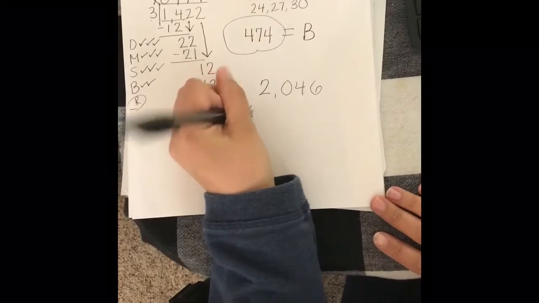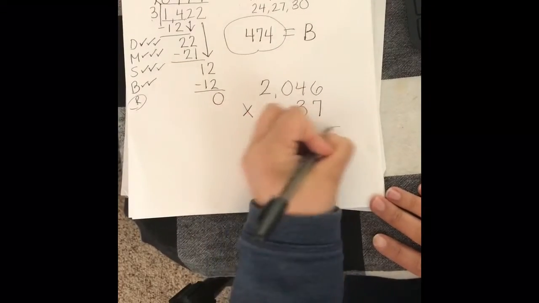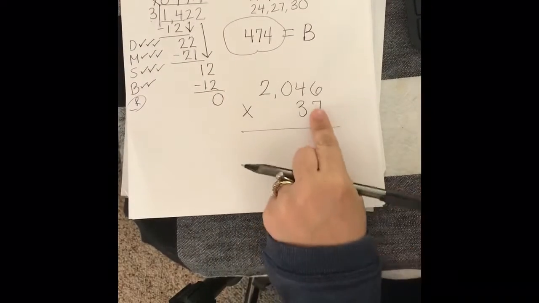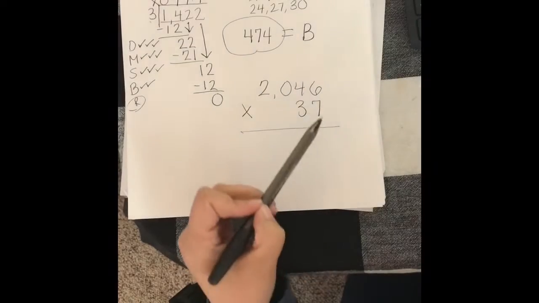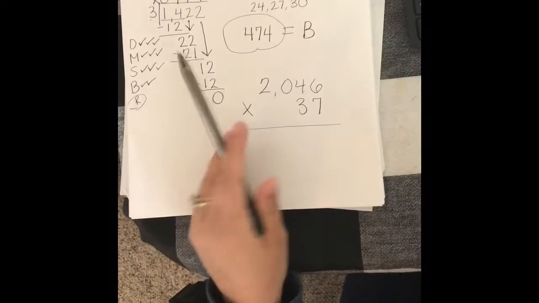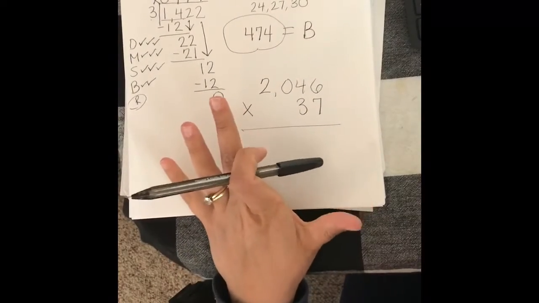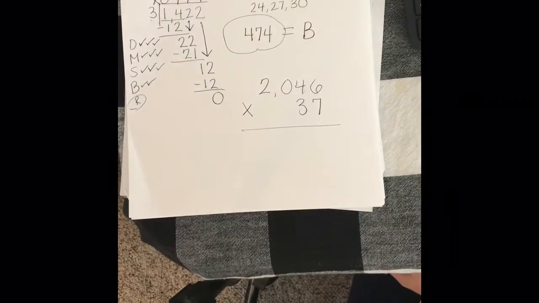2,046 times 37. So we're going to start in our ones place, 7 times 6. If you want to pause your video and try it first, go for it. I love that because I know as I go through and solve it, I kind of go fast. So why don't you try it first, pause the video, and then check back with me. All right, here we go.